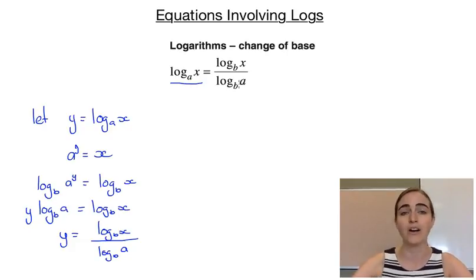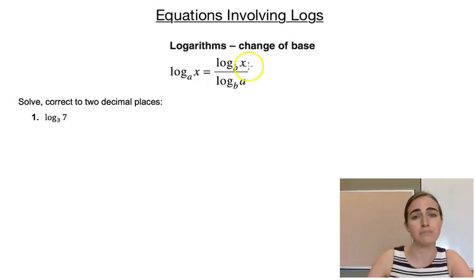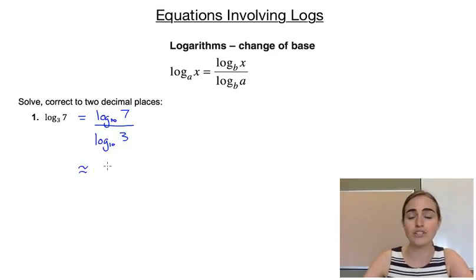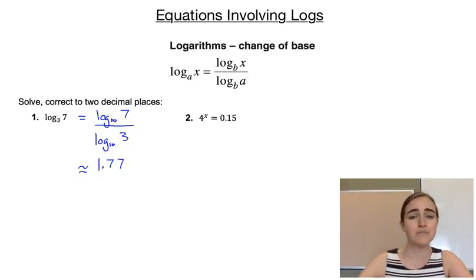So let's have a look at how that works in a couple of examples. Our first example asks us to solve, correct to two decimal places, log to the base 3 of 7. Now we can't put that straight in our calculator, so we're going to change the base so that our logs have a base of 10. So to rewrite this one, we're going to have log to the base 10 of the x, so that whole number which was 7 in this one, over log to the base 10 of our base in our original, which was 3. And if we put that in our calculator to two decimal places, we'll end up with 1.77.